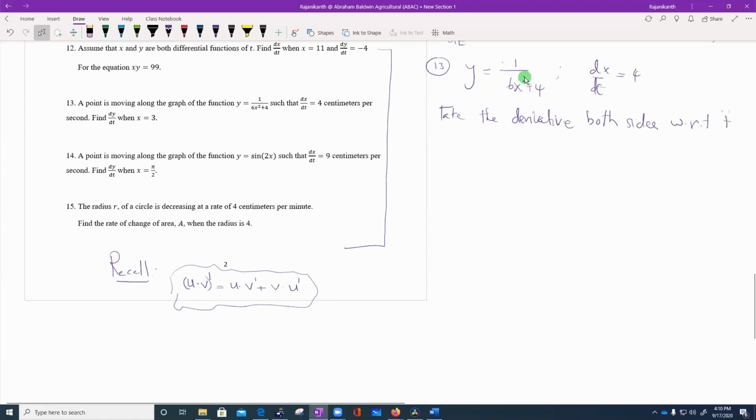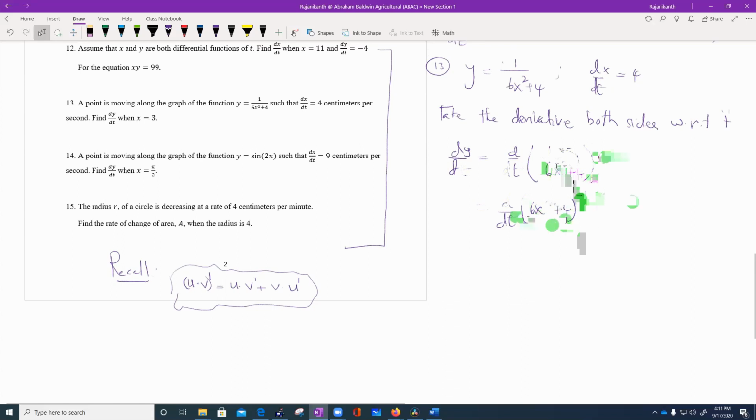Okay. Simply take the derivative of both sides. Therefore, dy over dt is simply d over dt of 1 over 6x squared plus 4. So I'm rewriting this using exponents. This is nothing but (6x squared plus 4) to the power negative 1, right? If you move the denominator to the numerator, move everything to the numerator.